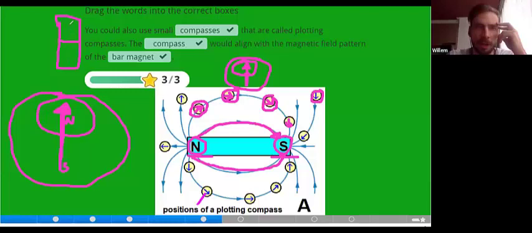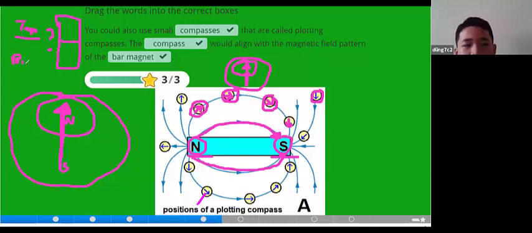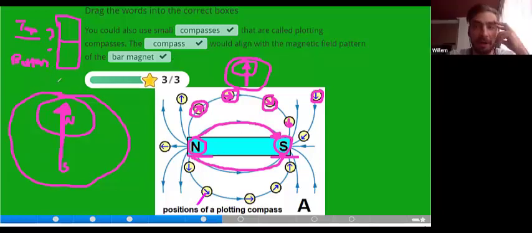So tell me, which side is the North Pole? The top or the bottom part? The top. Okay. So this is where I don't want you guys to get confused.